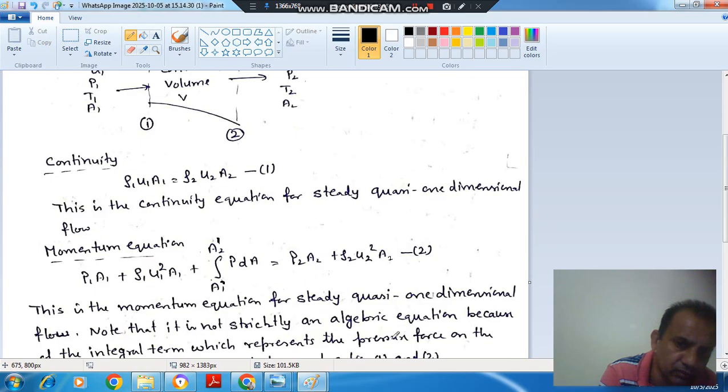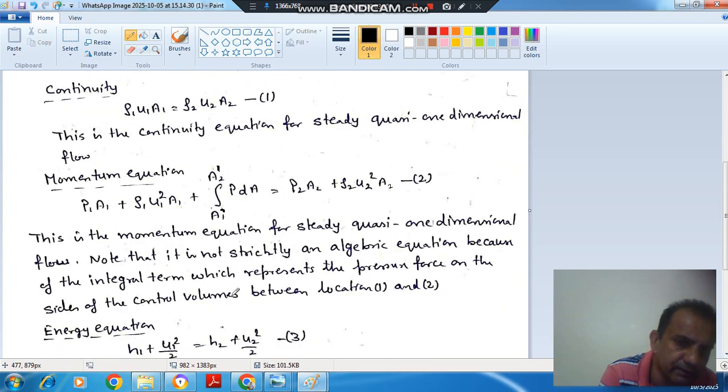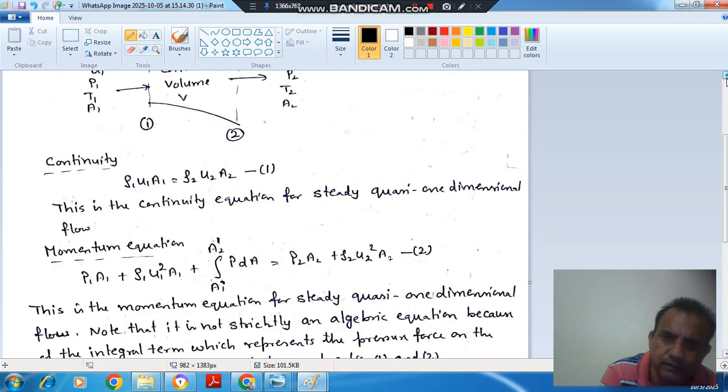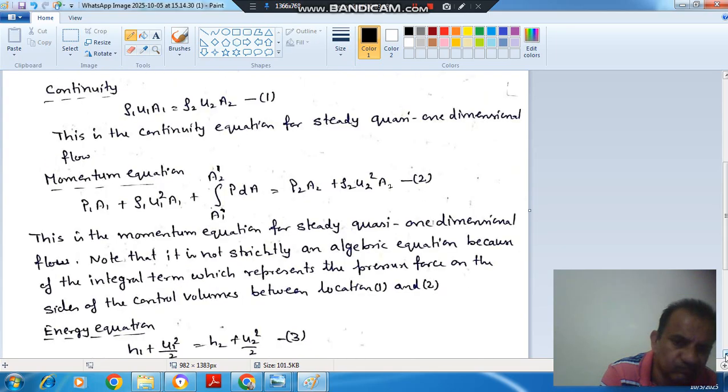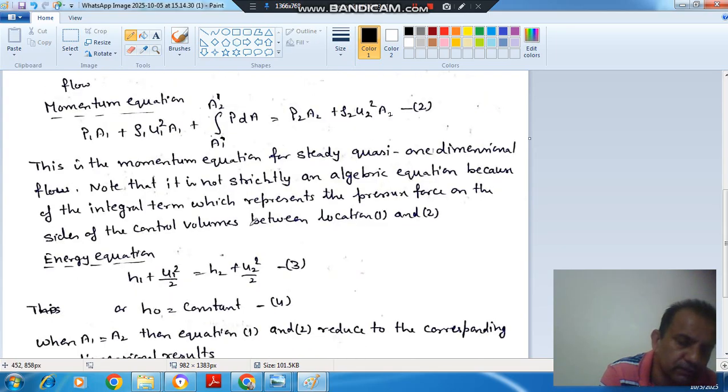Note that it is not strictly an algebraic equation because of the integral term which represents the pressure force on the sides of the control volume between location 1 and 2. Or we can say these are the forces on this side of the control volume, because along this the area is increasing. So this contains integral term also. This is not the same momentum equation as we have studied in one dimensional flow.